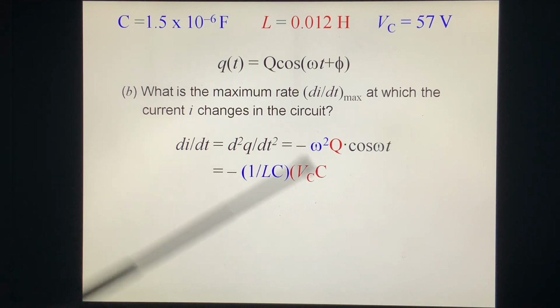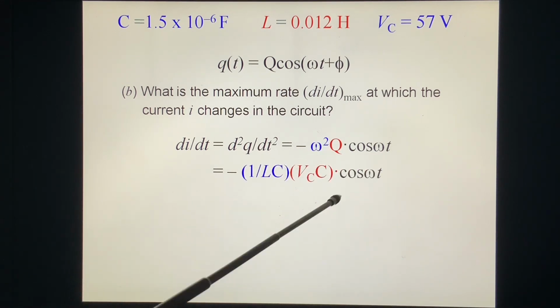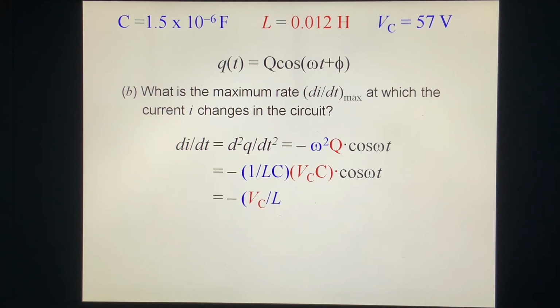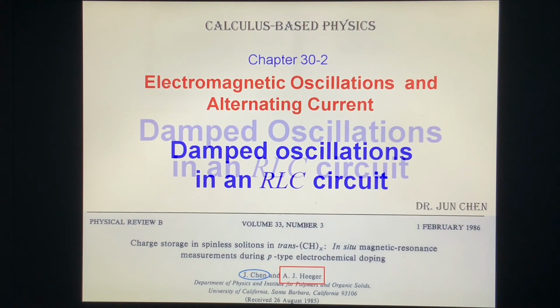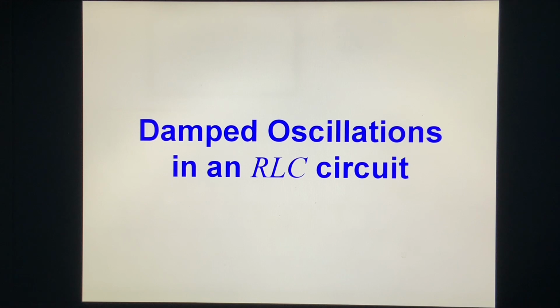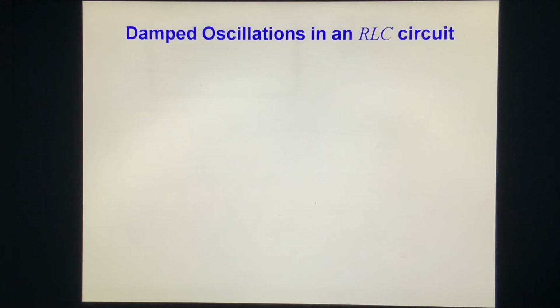What is omega? Omega is 1 over square root LC. Q is VC times C. The C cancels out. Okay, so we get VC over L cosine. The maximum is VC over L. VC is 57, L is given, so we get the maximum change rate, 4,800 amperes per second.